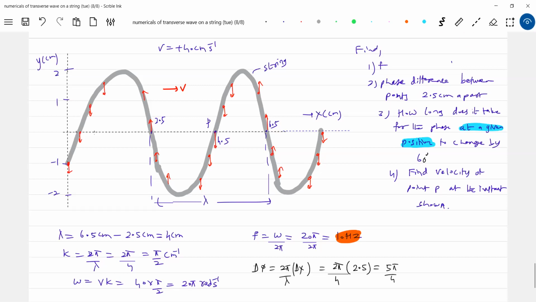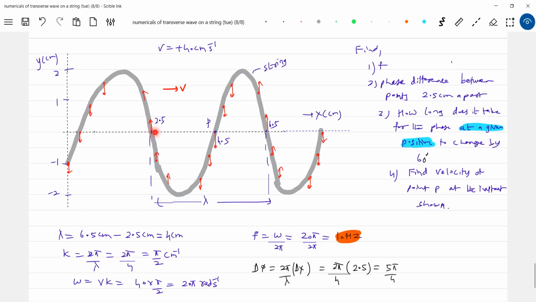See, what is the point on a rope? It will execute SHM, no? So let's assume that it is at mean position, moving up, zero phase. This point will go up. As it moves up, phase will increase, no? So it will become from 0, pi by 2, pi, 3 pi by 2, then 2 pi. So at a given point, the phase is varying with time.